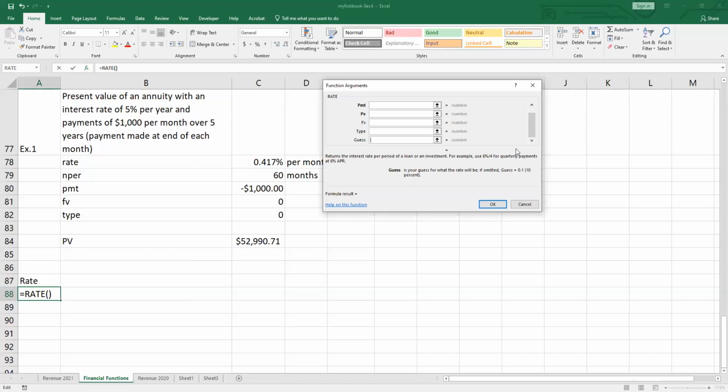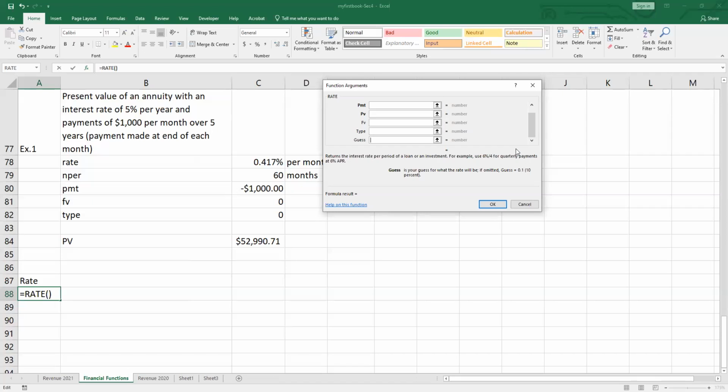And because right now we have quite a fast CPU or processor, you don't need to worry about the guess too much, because Excel will run quickly in order to find the proper interest rate for you. Okay, then we can omit or skip the guess value without entering anything. Okay, but why doesn't Excel just remove this guess argument?